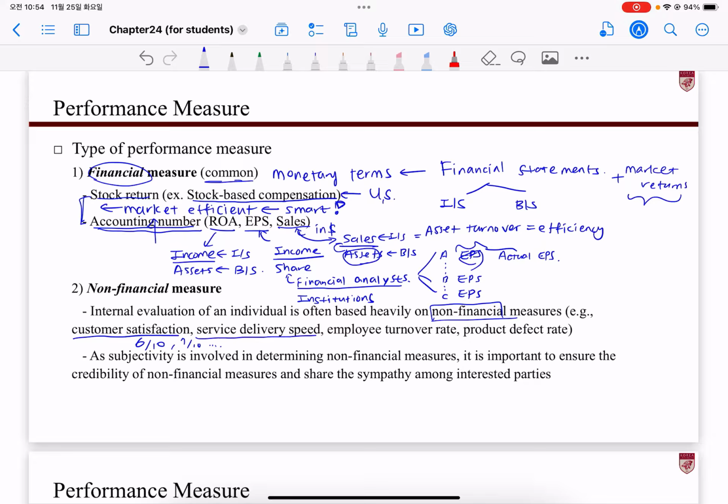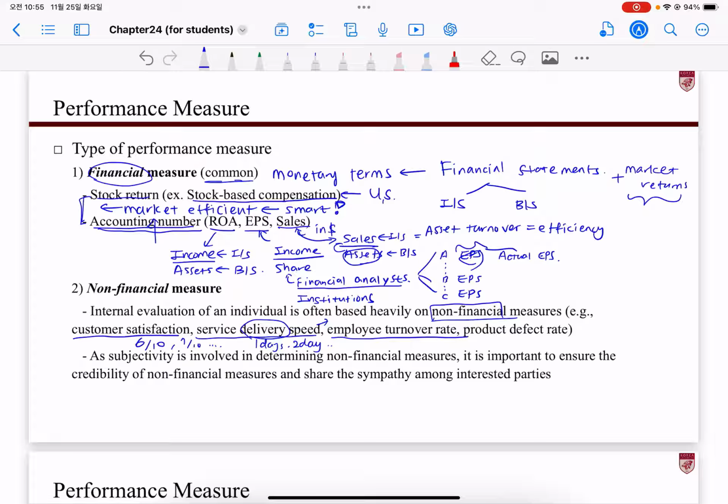Service delivery speed, right? Let's say for the delivery, it takes 1 day or 2 days. You can compare that with the same peers in your industry to see how speedy this delivery is.